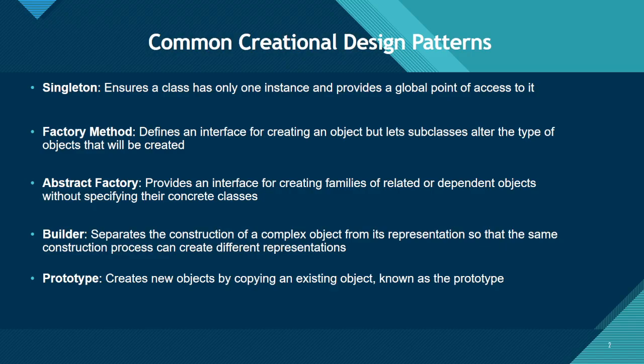Finally, we have the prototype pattern. This specifies the kind of object to create using a prototypical instance and creates new objects by copying its prototype. The prototype pattern is used to create a new object by copying an existing object known as a prototype. This pattern is used when the type of objects to create is determined by a prototypical instance which is cloned to produce new objects.